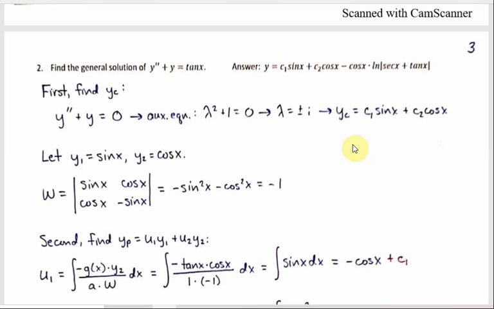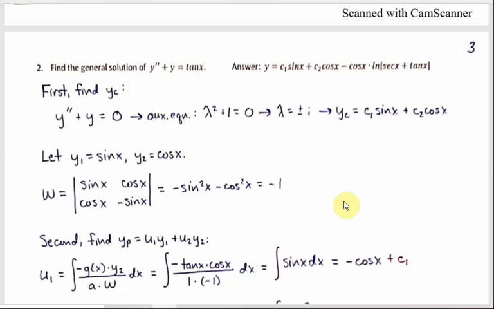And then if y1 is sine x and y2 is cosine x, we can get the Wronskian. Derivative of sine is cosine, derivative of cosine is negative sine. So we get negative sine squared x minus cosine squared x. That ends up being negative 1. Just using the trig identity, we can get that down to something nice and simple.